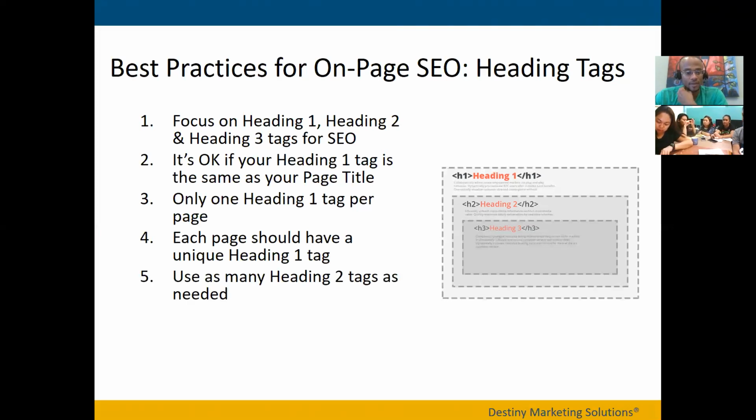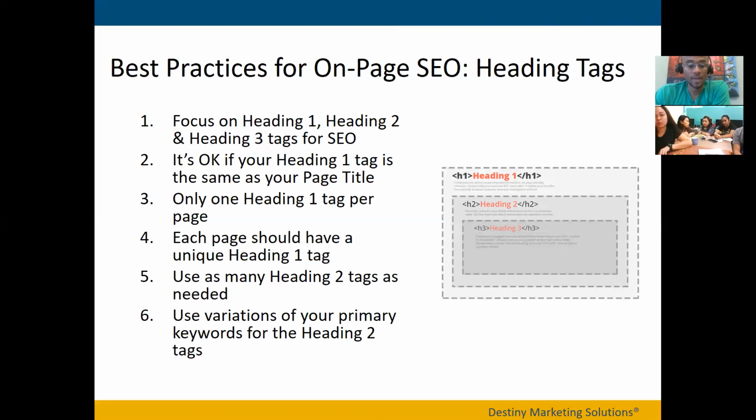And I just said that. Number 5, you want to use as many heading 2 tags as needed. So heading 2 tags, you want to put your different keyword variations. So kind of going back to Joy's website, singing lessons, that's the keyword that we're targeting. Some variations would be singing lessons for toddlers, singing lessons for adults, singing lessons for teenagers. You want to include those as your heading 2 tags.